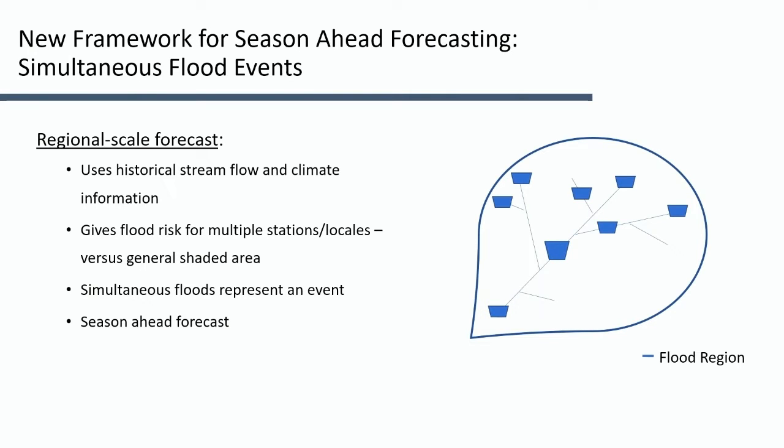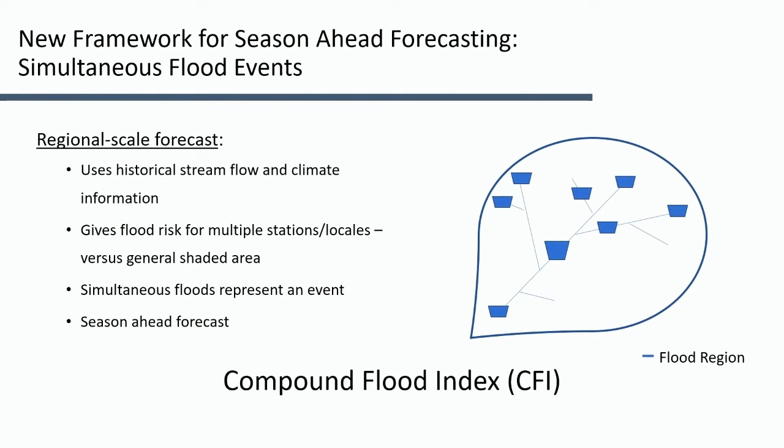We want to consider, yes, the individual flood events at each location, but we want to look at their collective behavior. How are these stations flooding simultaneously? So that's when we're able to bring it to a regional scale while still retaining the individual location information. So with this, we're interested in classifying floods as simultaneous events within these regions.